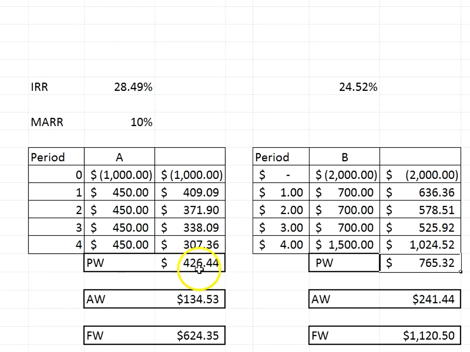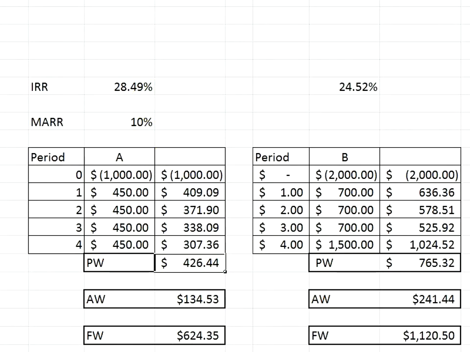So from the perspective of present worth, it is still more convenient to invest in Project B. However, from the perspective of the internal rate of return, dollar per dollar invested, Project A makes more sense because we're getting a larger internal rate of return.